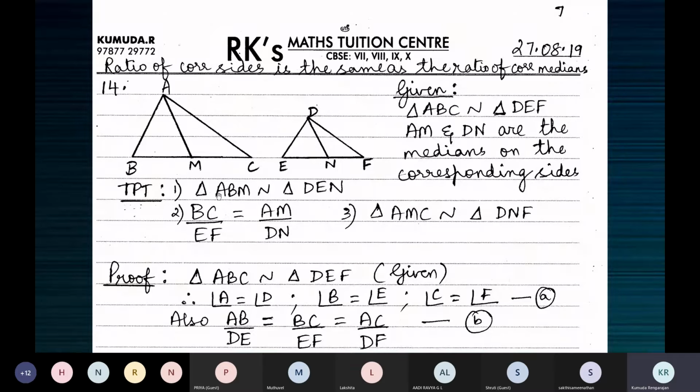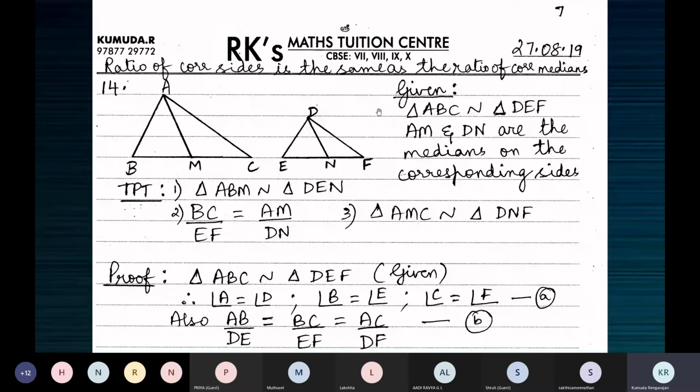All right. Now, what do we have to prove? We have to prove that triangle ABM is similar to triangle, all this will be given, children. Now, this is what you'll have to remember: in two similar triangles, the ratio of the corresponding sides is the same as the ratio of the corresponding medians. That's one thing.